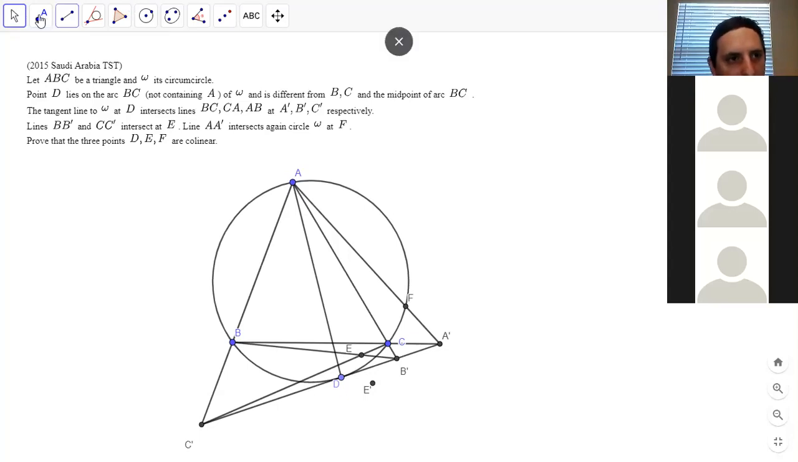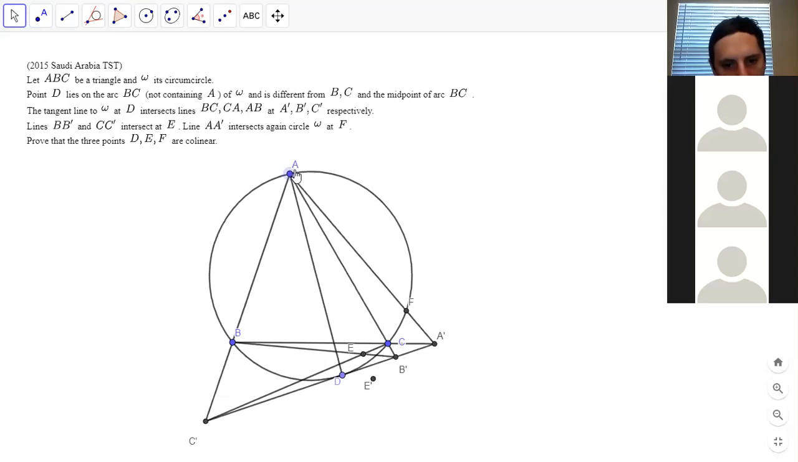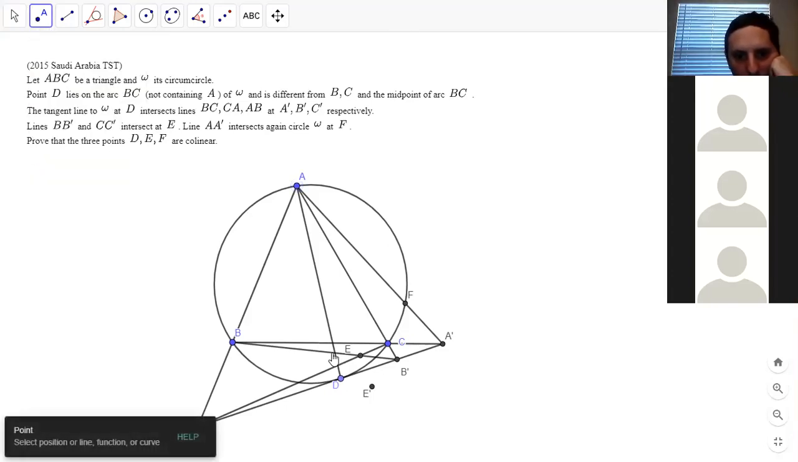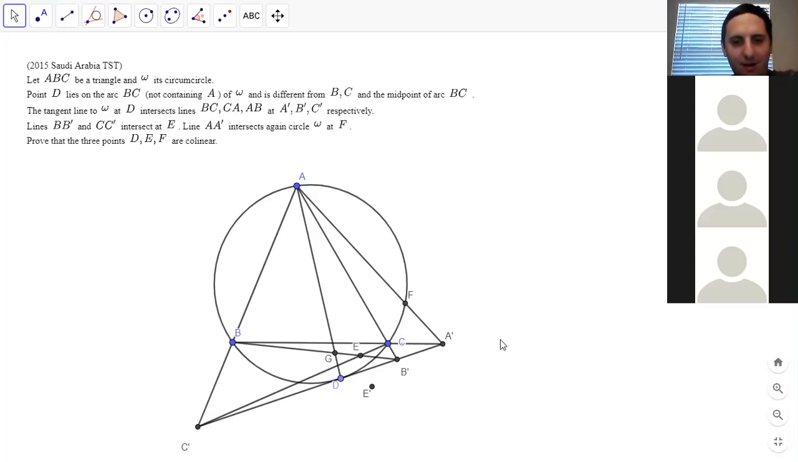Are B, D, and E prime collinear? No. Can Pascal's theorem help? Could, I'm not sure. I'm not too good with Pascal's theorem, so I don't really know. Oh yeah, Serdar is really, really good with Pascal's theorem. Let's see.